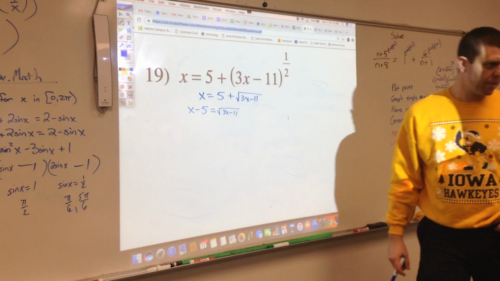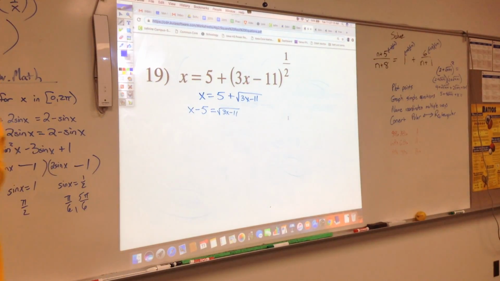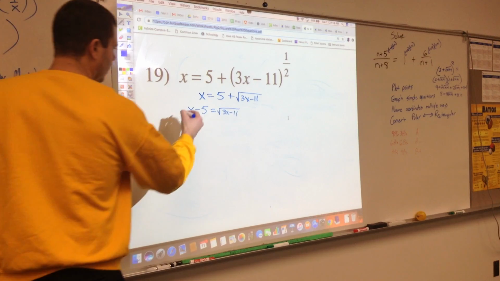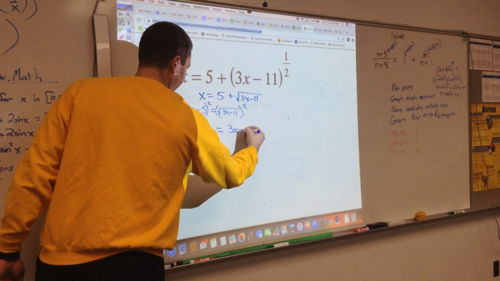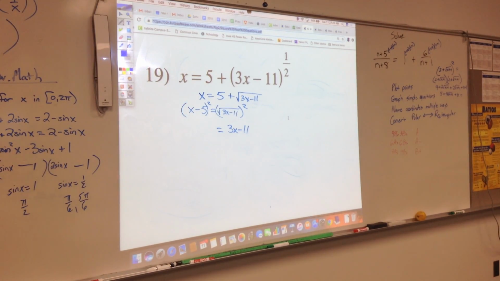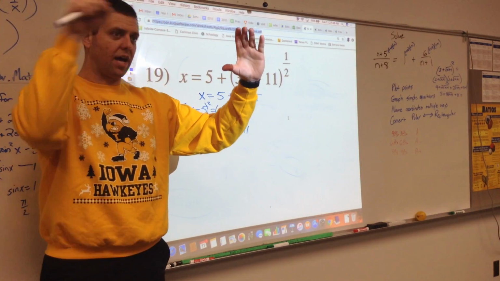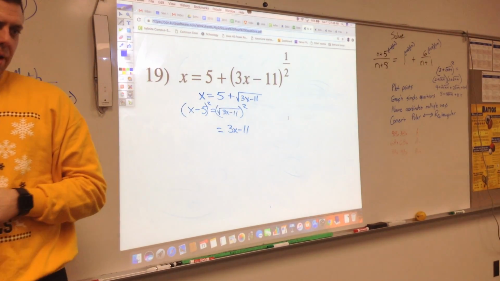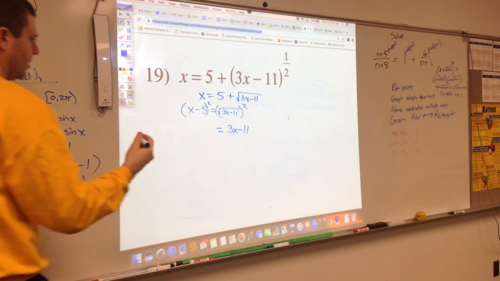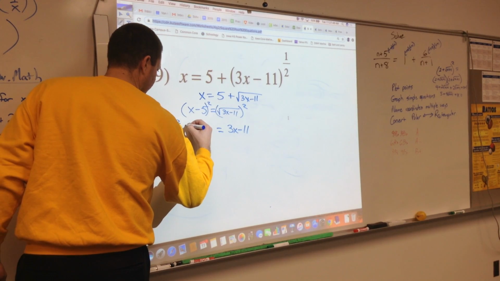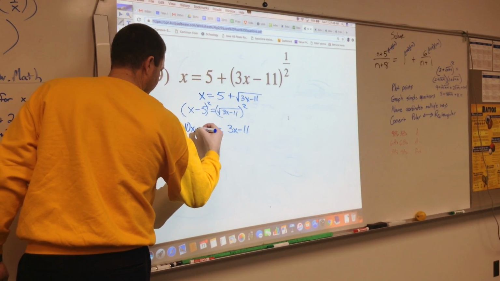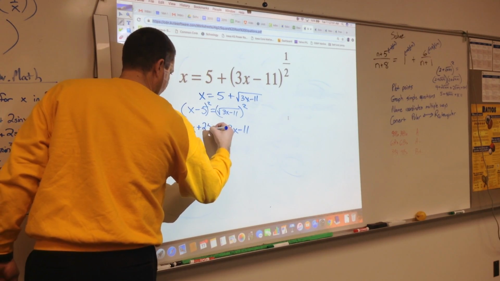And now do what? Square the square root. Now square both sides. Right side is simply 3x minus 11. When you take x minus 5 and you square it, you have to remember to take x minus 5 times itself. So x minus 5 times another x minus 5. You have to distribute. You guys were doing these in your head with that Pythagorean triple. X squared, minus 10x, plus 25.